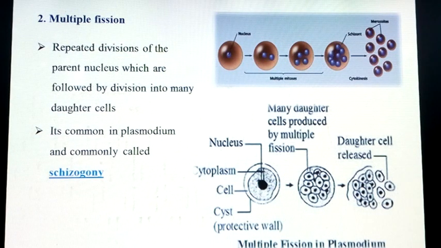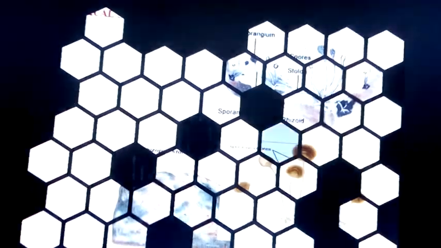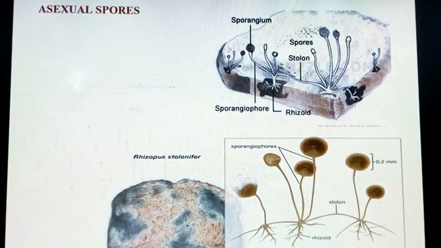If the division results in the formation of very many daughter cells, then we are going to call that kind of fission multiple fission, and it is very common in Plasmodium, where we term it schizogony. One Plasmodium cell will repeatedly divide by mitosis to form very many Plasmodia that go ahead to invade more red blood cells so that they can reproduce at a very fast rate.